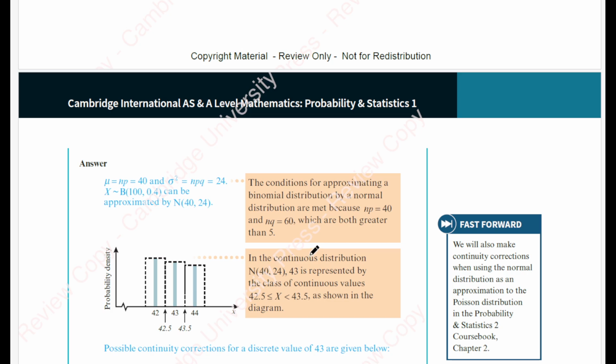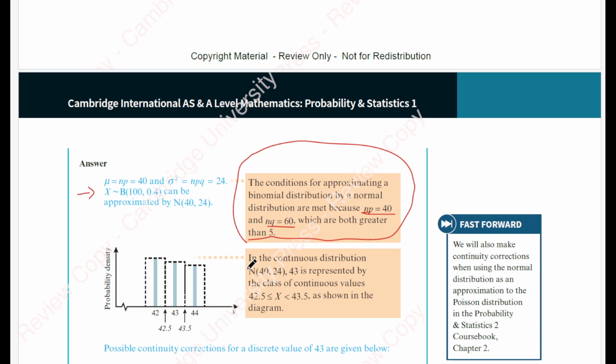First of all, we need to check if we can do this, because remember, we need to find np and nq. np is the mathematical expectation, and here it's 40. Then q is 0.6, and nq is 60. So both of them are larger than 5, so you can use this approximation. This is important.